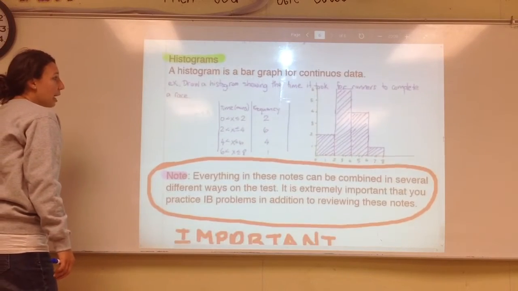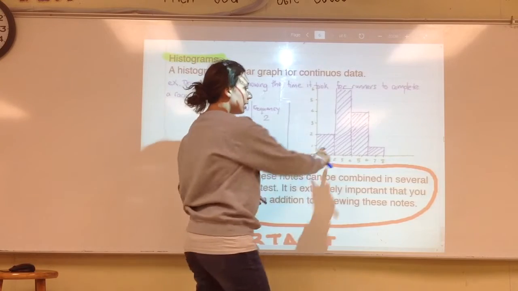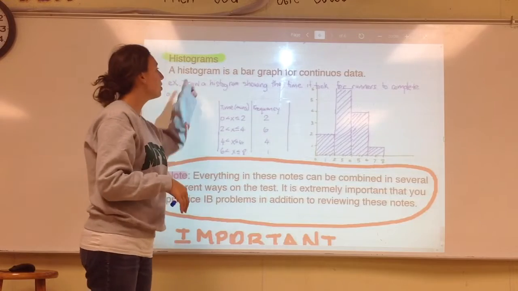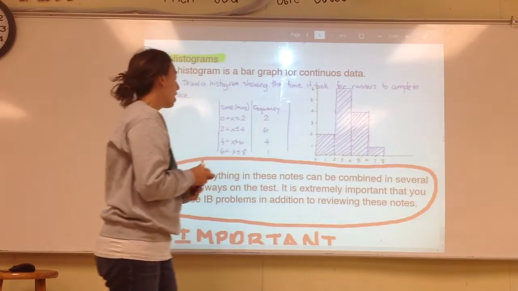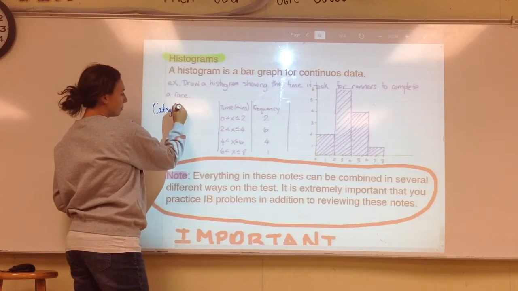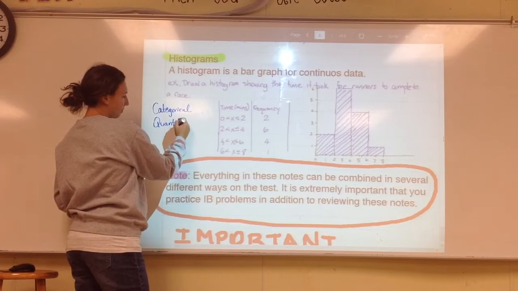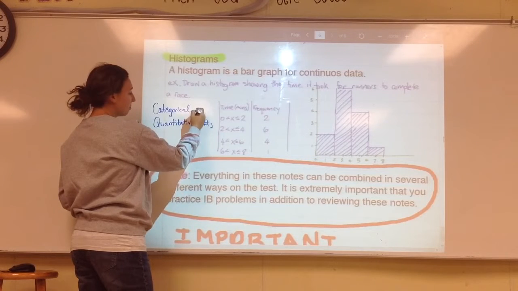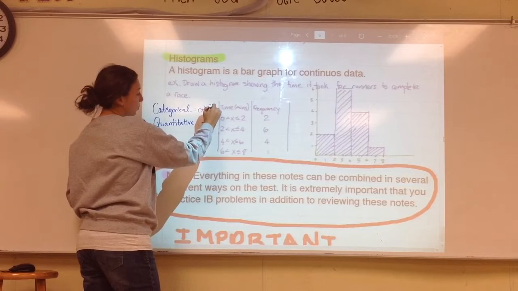All right, histogram. Histograms and bar graphs look very, very similar, except histogram bars have to be touching. The reason for that is we use histograms for what's called continuous data. Okay, so in this class we have categorical data and quantitative data. These guys are numbers, and these guys are categories, okay? Just what it sounds like.